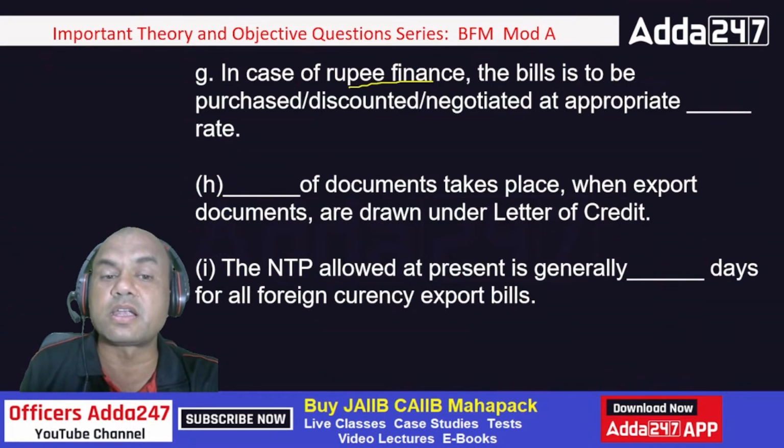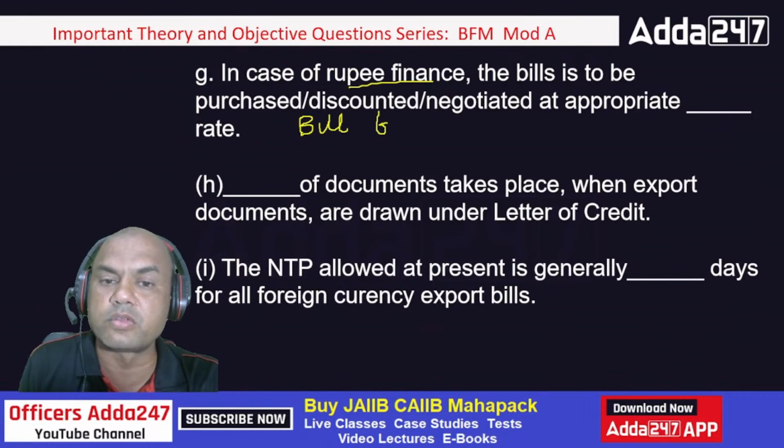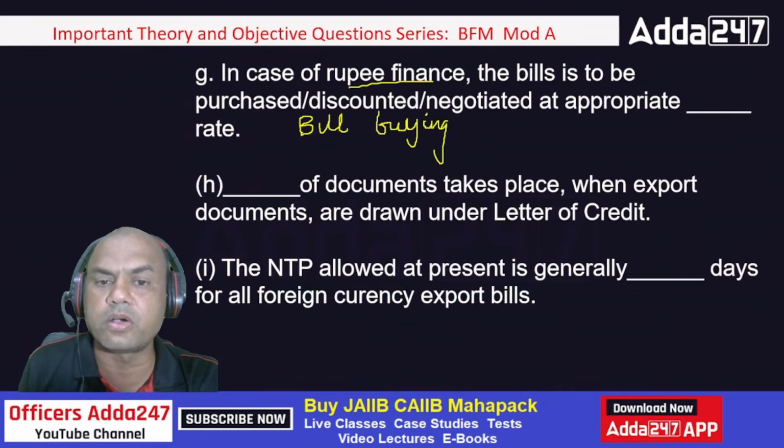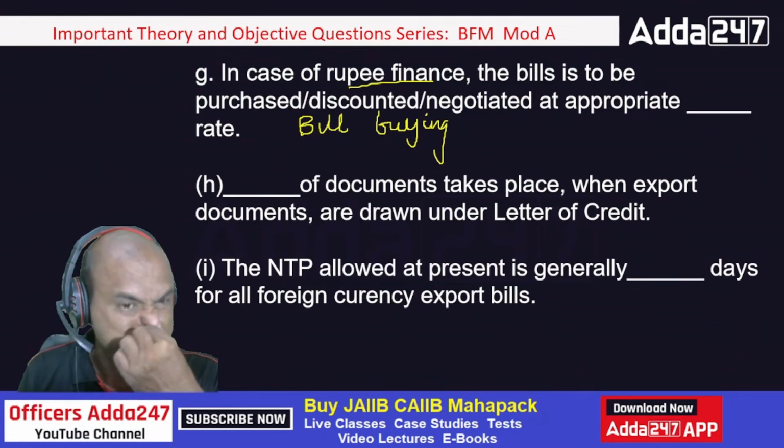So at which rate? You are taking the risk, so it is called the bill buying rate. Always you have to do it at the bill buying rate. Okay. Always remember this. The finance is to be done at the bill buying rate.